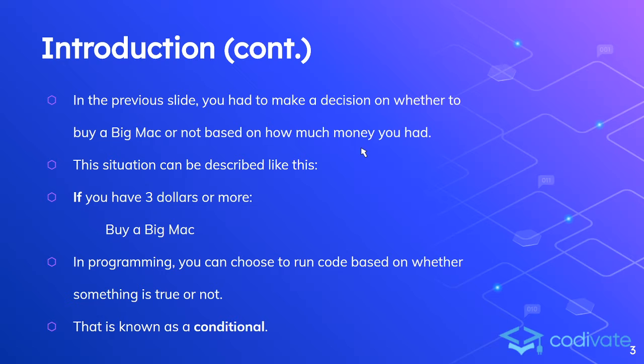So in the last slide, you had to make a decision based on how much money you had. Basically, the situation can be described like this: if you have $3 or more, buy a Big Mac. In programming, you can choose to run code based on whether something is true or not, and that is called a conditional.